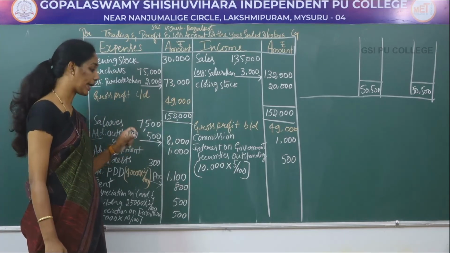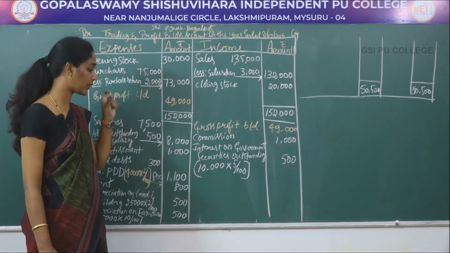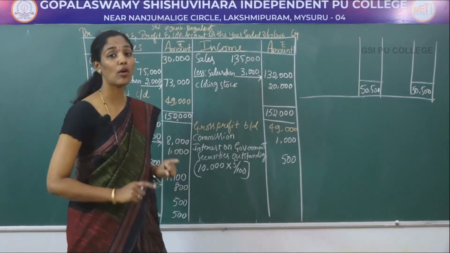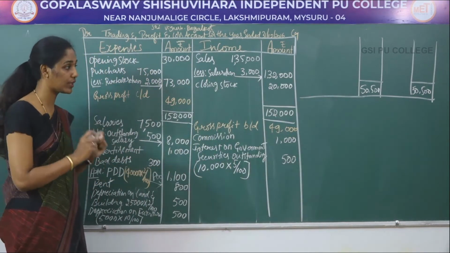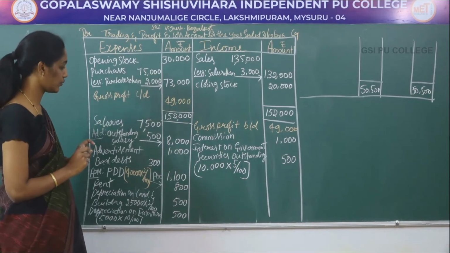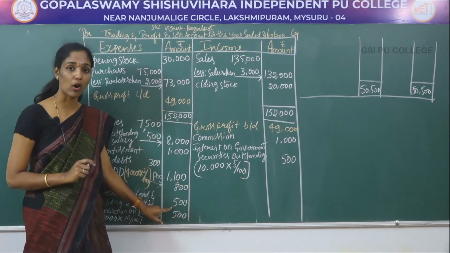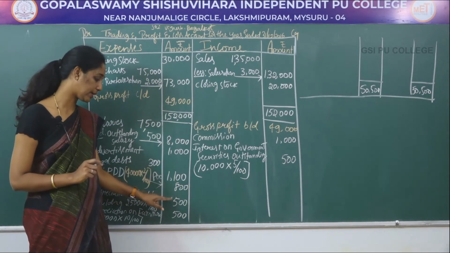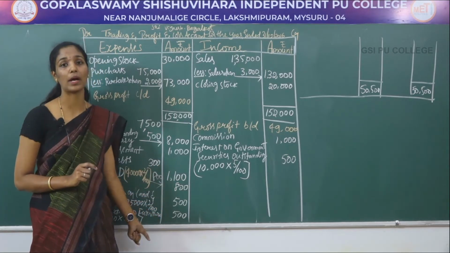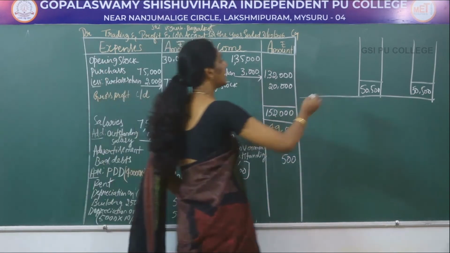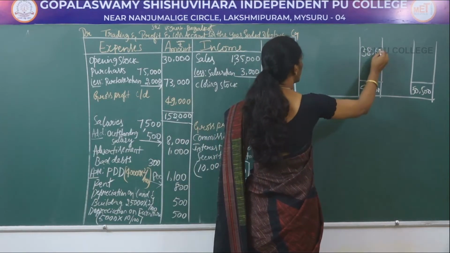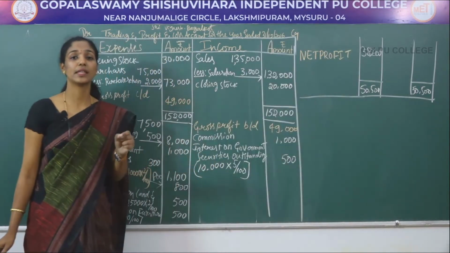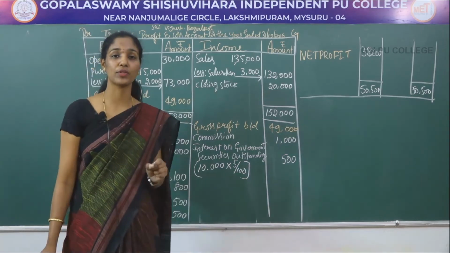So after recording the total amount on each side of the profit and loss account, you have to deduct the total of expenses of the debit side from the total of the credit side. From the credit side total 50,500, you have to minus all the expenses recorded: indirect expenses 8,000, 1,000, 1,100, 800, 500, 500. Then you will get 38,600. So this is nothing but net profit. 38,600 is the net profit of the business.